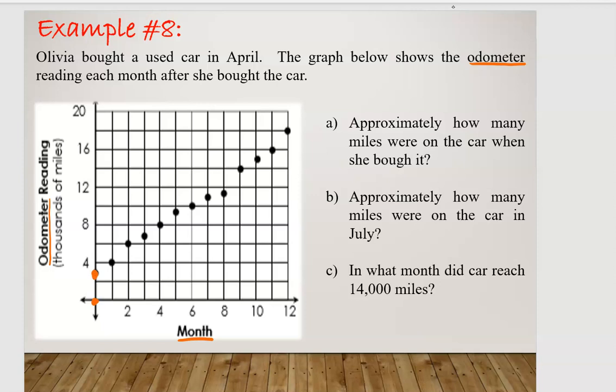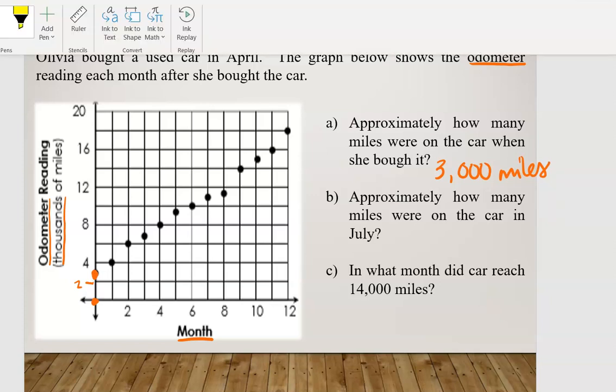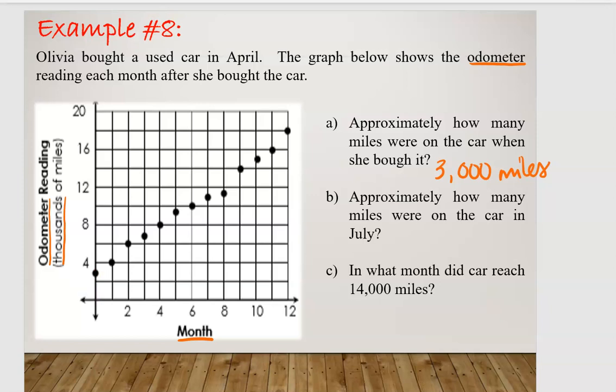It's going by 2s here, so it's in between 2 and 4, and it's in thousands of miles. So it didn't just have 3 miles on it, it had 3,000 miles on it, which is not a lot for a car, so that's great that she bought it. And then we're being asked approximately how many miles were on the car in July. So thinking about July, let's count our months. January is 1, February, March, April, May, June, July. July is the 7th month.